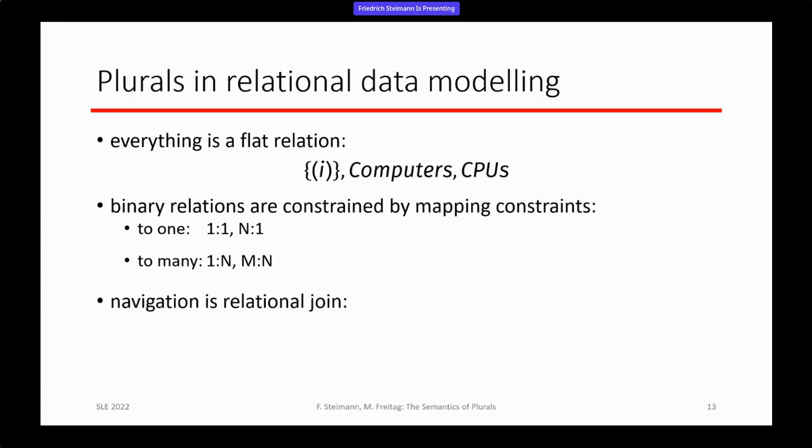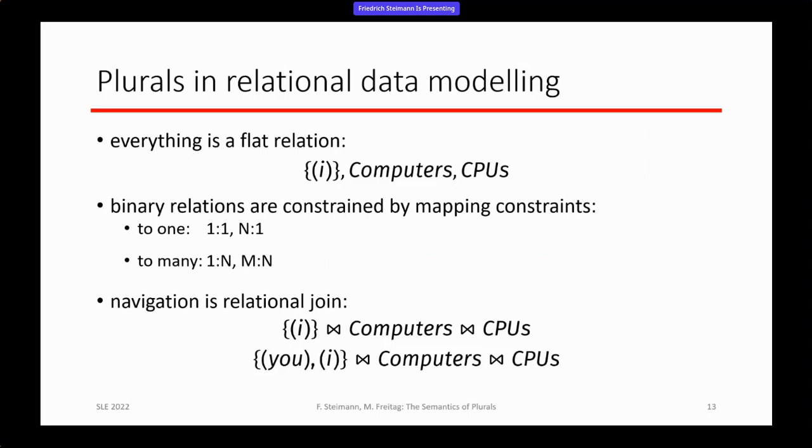But again, this is a difference in declaration. The mapping constraints are usually provided with the declaration of the relations. When I want to navigate the relation, the expressions do not differ. Here I navigate from myself via the computer's relation and the CPU relation to the CPUs. And here I take my and your computer and I navigate using the same expression.